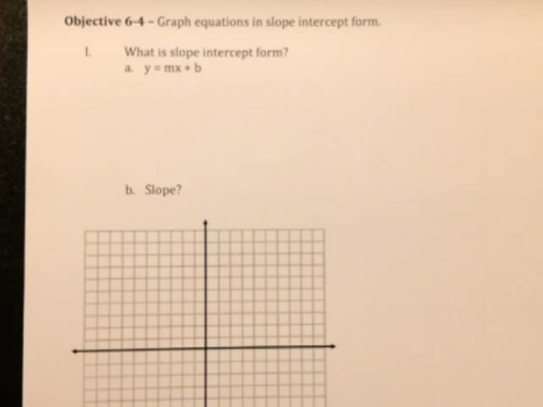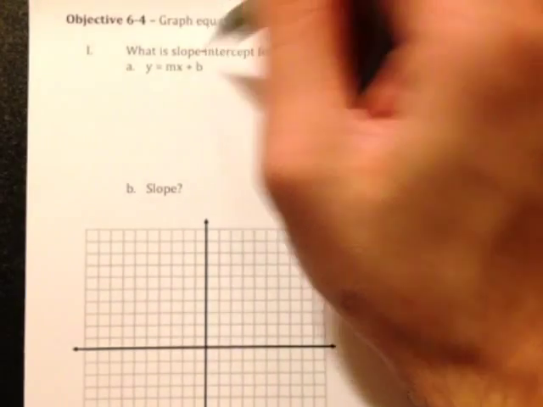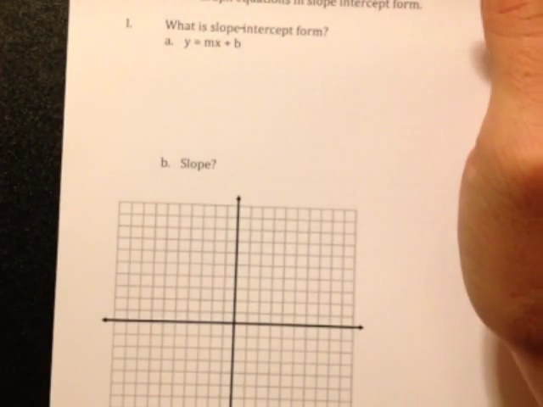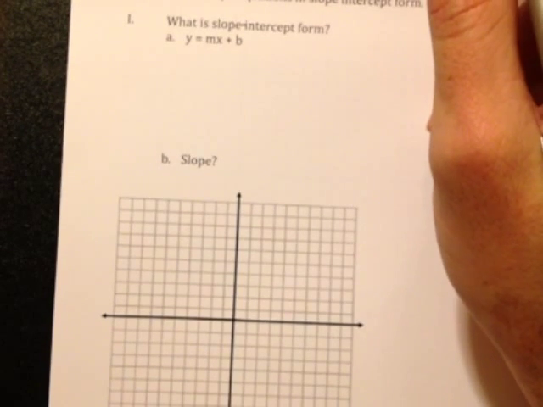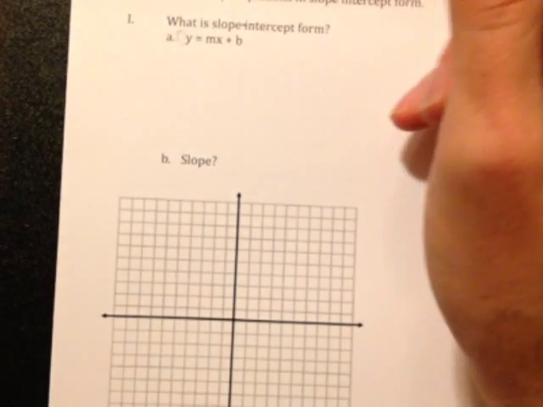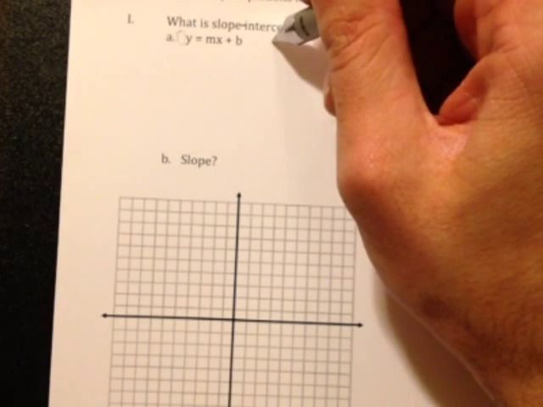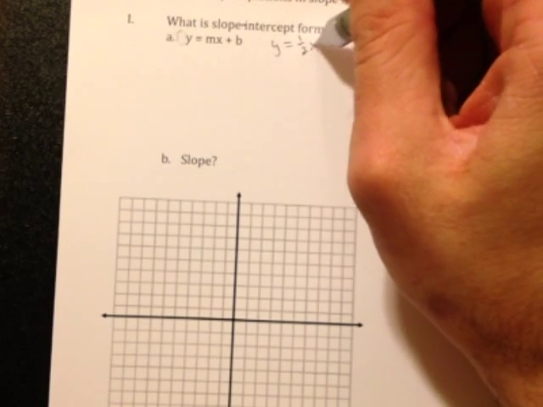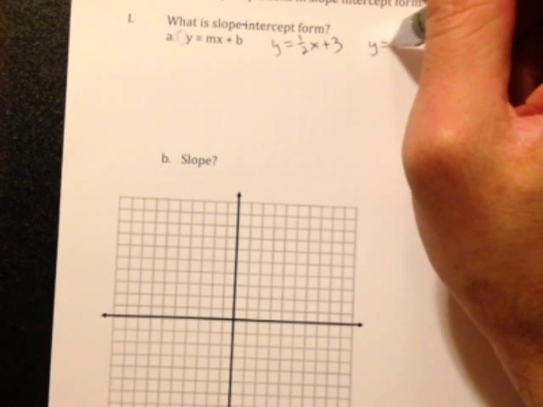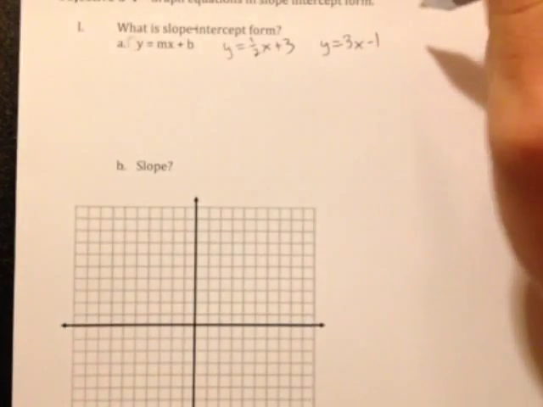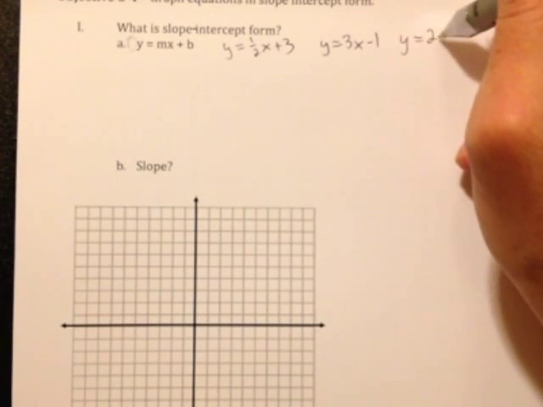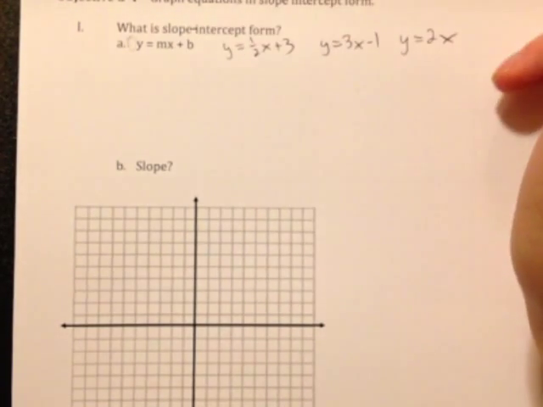However, there are very specific formats for equations of straight lines that we can use techniques to graph very quickly. One is called slope-intercept form. Slope-intercept form is when an equation is in the form y equals. So the y is all by itself. There should be no coefficient next to y, nothing. It should just be y equals. So some examples would be y equals 1/2 x plus 3, or y equals 3x minus 1, or even y equals 2x.